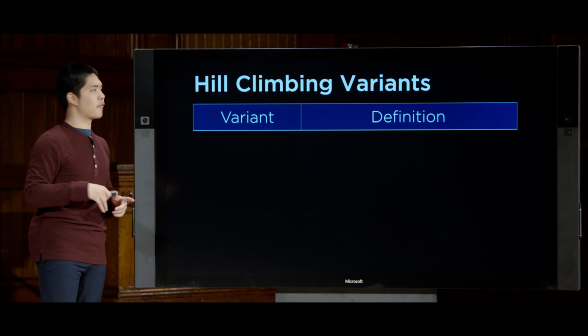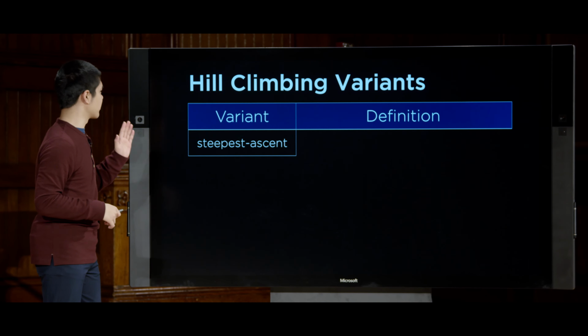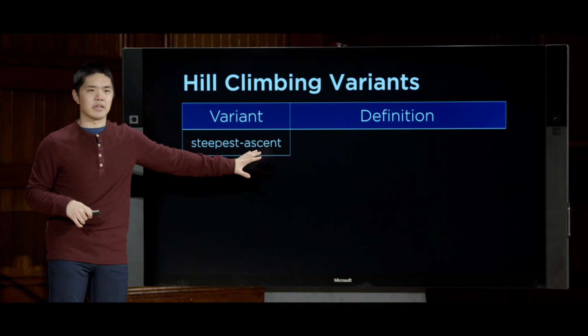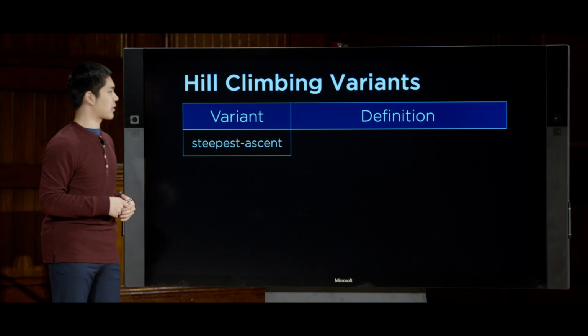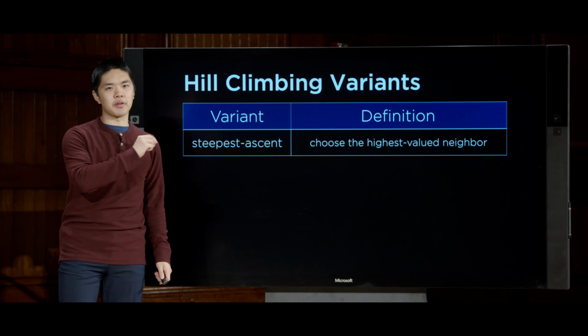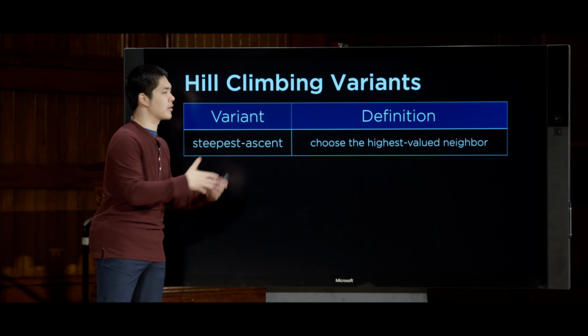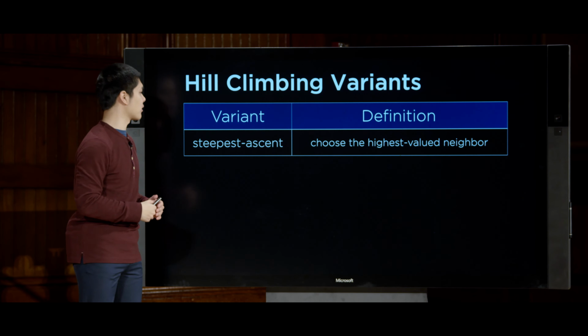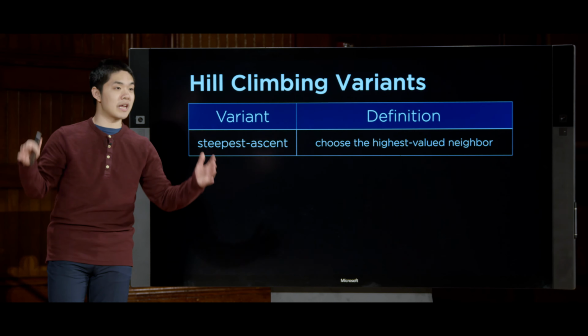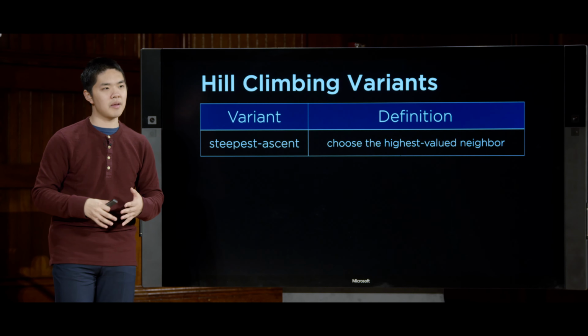What we've taken a look at so far is a version of hill climbing generally called steepest ascent hill climbing, where the idea is we are going to choose the highest valued neighbor in the case where we're trying to maximize, or the lowest valued neighbor in cases where we're trying to minimize. But generally speaking, if I have 5 neighbors and they're all better than my current state, I will pick the best one of those 5.